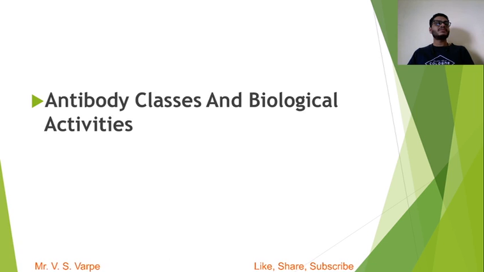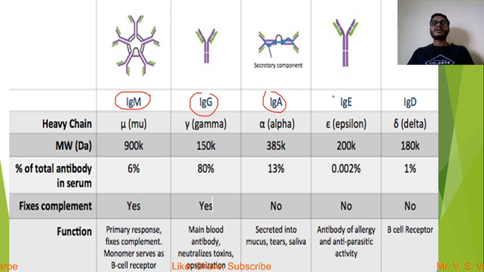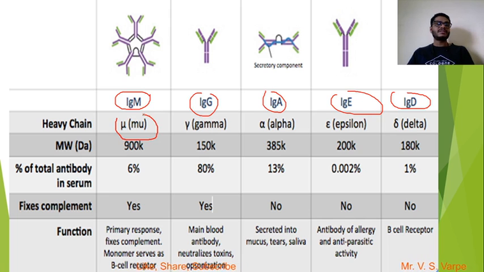In this video lecture, we are going to start antibody classes and their biological activities. Here mainly 5 classes are present: IgM, IgG, IgA, IgE and IgD. IgM has mu heavy chains, and the molecular weight is 900 kilodaltons. The total percentage of IgM is near about 6%.